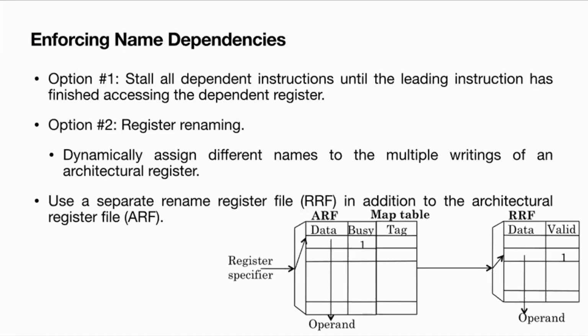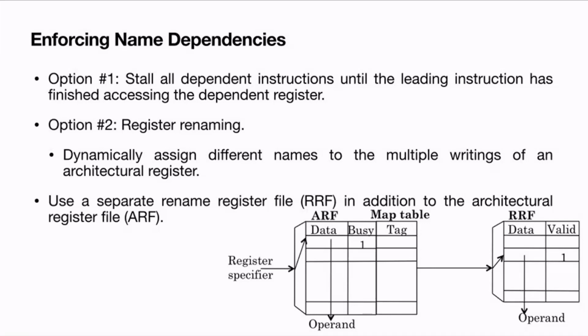This is the idea. There is an architectural register file which consists of data and the busy bit. Of course, now when we are mapping this with the RRF, the rename register file, which also has data and valid bits in each entry, there is a tag, which is a map table mapping an entry in the RRF with an entry in the ARF. Basically, I take one ARF register, and now I'm renaming that ARF register with one rename register in RRF. And whatever I'm mapping, the corresponding tag, I'm going to put it in the tag field.